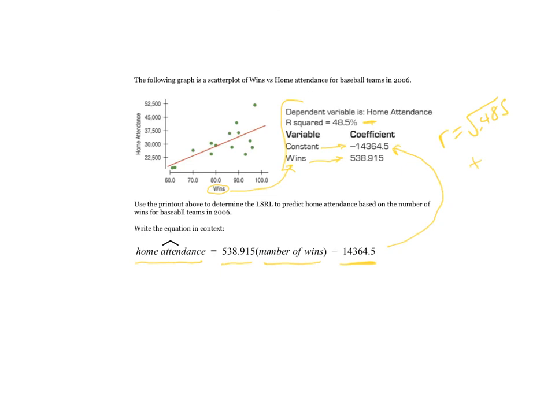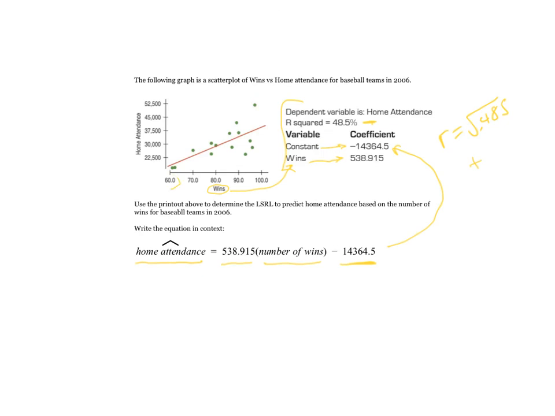If I was going to talk interpretation of this, it looks like for every win, you can expect about 539 more people to come to your games on average. And if you had no wins, you'd have negative 14,364 attendance. That's not realistic. Of course, the reason for that is in baseball, there's never a team that has close to 0 wins for a season, so we don't really know what's happening around the y-intercept.